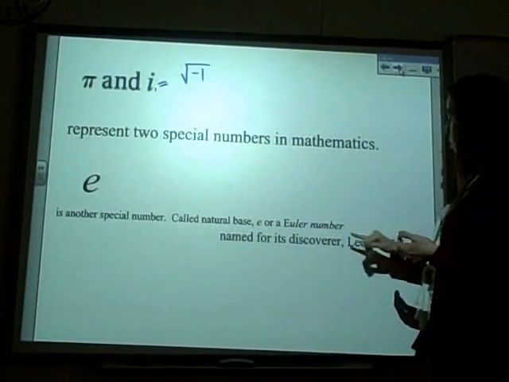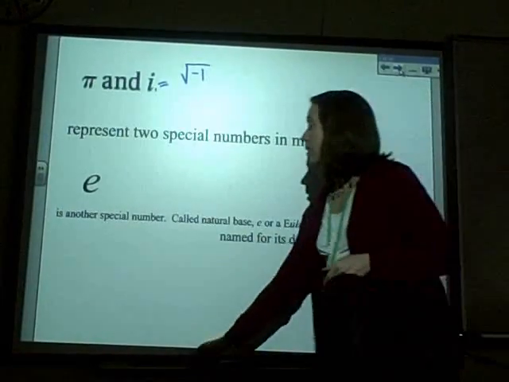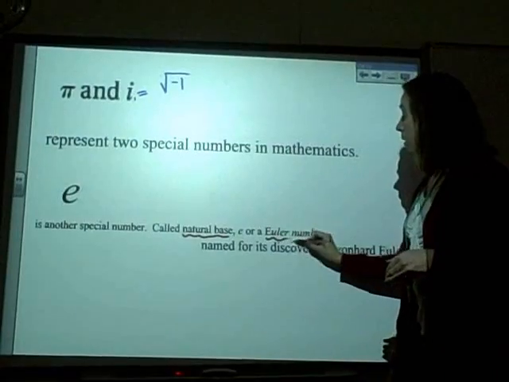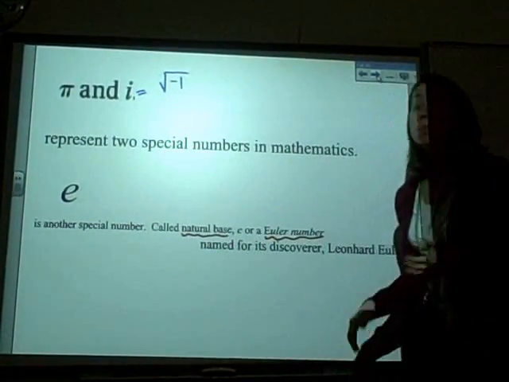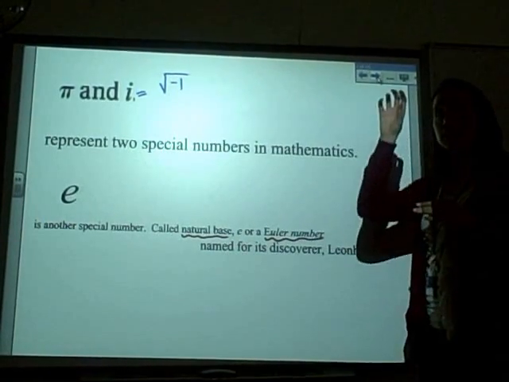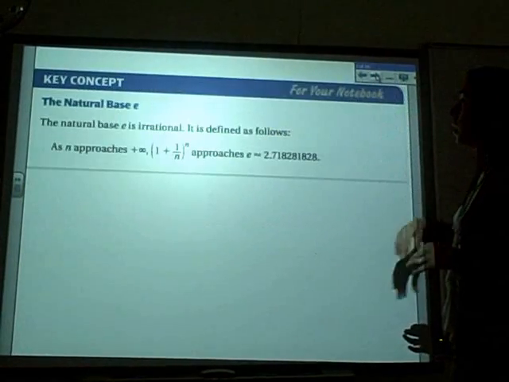It was discovered by this guy, Leonhard Euler, and it's called the natural base, or the Euler number. And it actually stands for a specific number. You do have a calculator button on your calculator that says e to the x power. That's what we're going to be using here, and I'll show you that too.